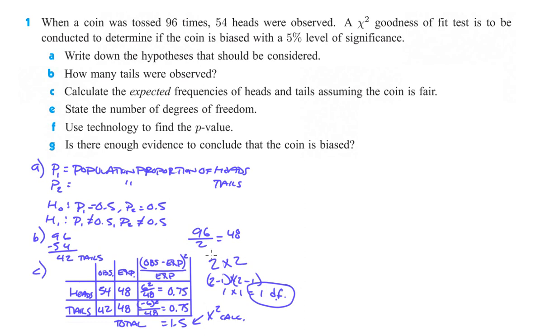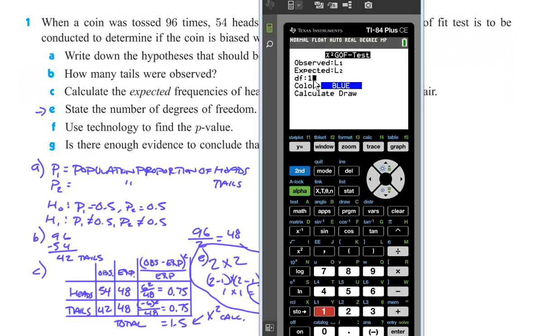And this here is part E. Sorry, that is this little bubble here. That's us figuring out our degrees of freedom. Okay? So we've got to put degrees of freedom as 1. And then we go down into calculate.